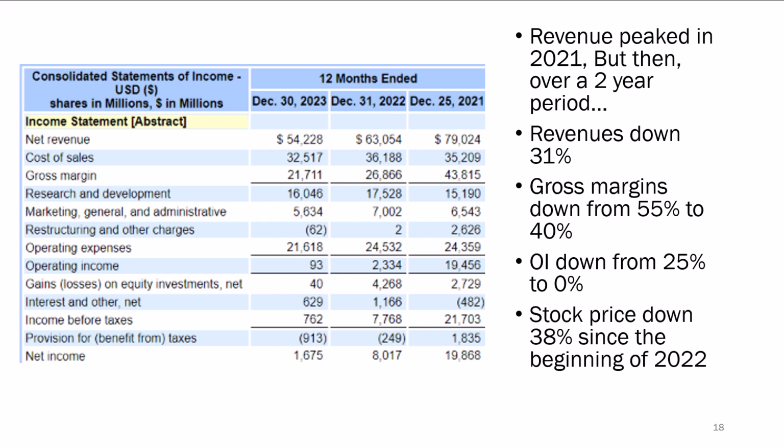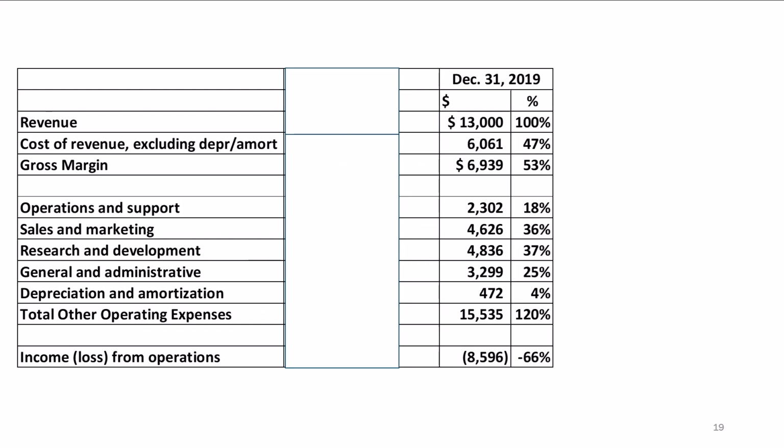And the stock price was down 38% since the beginning of 2022. This is Intel. It's had a really rough couple years.